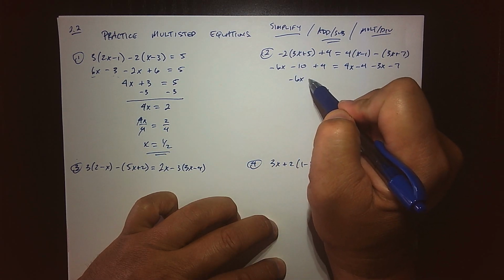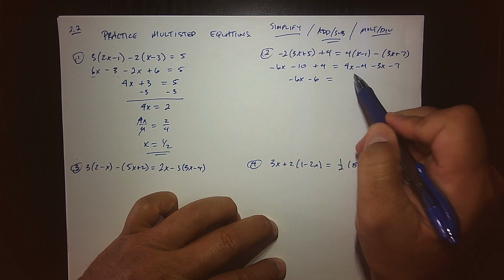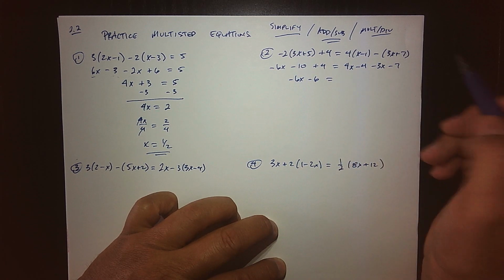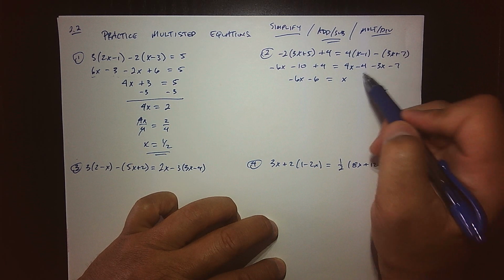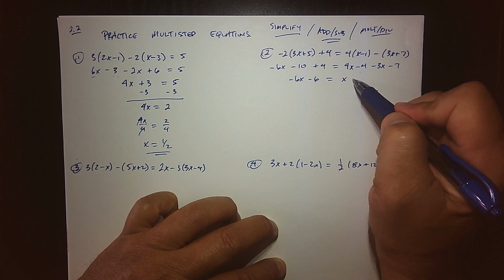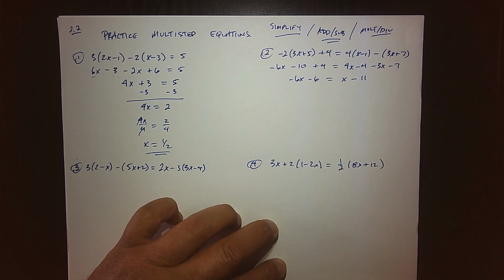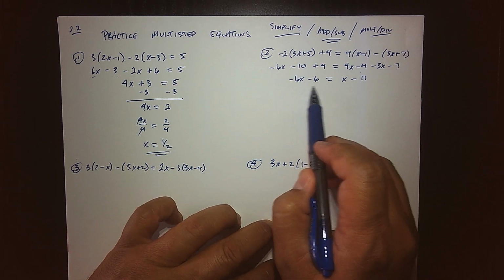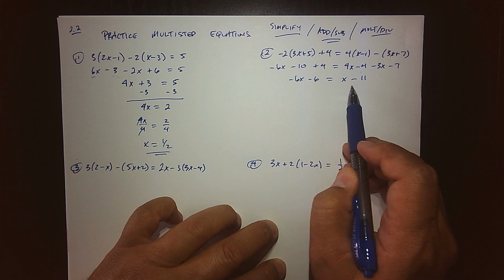Combining like terms over here, these two terms are like, so we have a negative 6x minus 6. Over here we have 4x, take away 3x, that combines up to x. And then a minus 4 and a minus 7, well, that combines up to a minus 11. So this side is now as simple as I can make it, and this side is as simple as we can make it. There are no like terms.